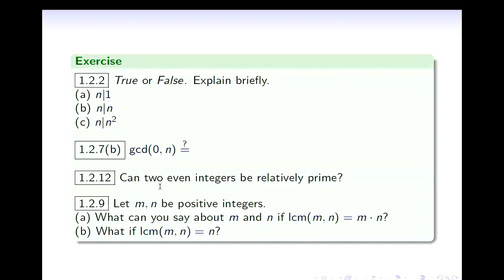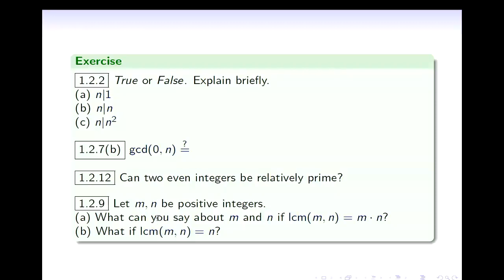Let's have a look at a slightly simpler question. Can two even integers be relatively prime? No, they can't be relatively prime. If you have two even integers, like 6 and 8, then 2 is a divisor. And then they can't be relatively prime, because relatively prime means the largest divisor that they have in common would be 1.